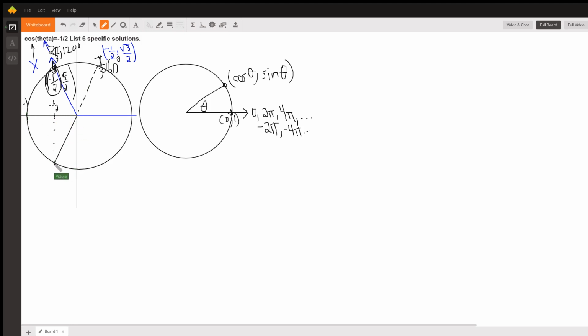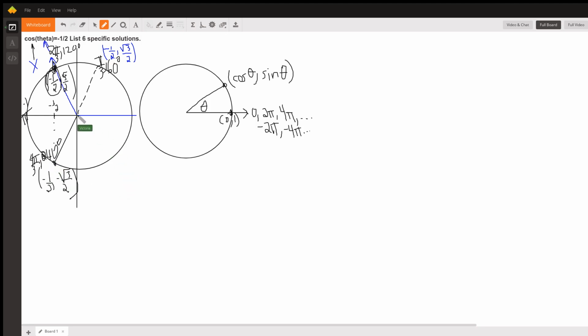So this angle has coordinates negative a half, negative square root of 3 over 2. And so here's 1 pi over 3. Here's 2 pi over 3. Here's 3 pi over 3, or pi. So then this is 4 pi over 3. So this is 60, 120, 180, and 60 more. This is 240 degrees.